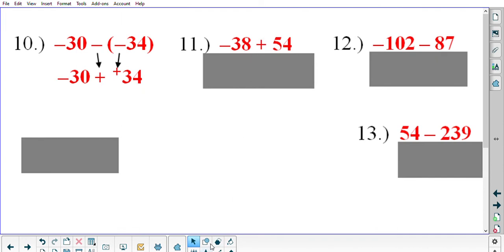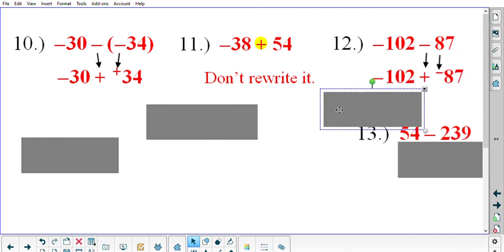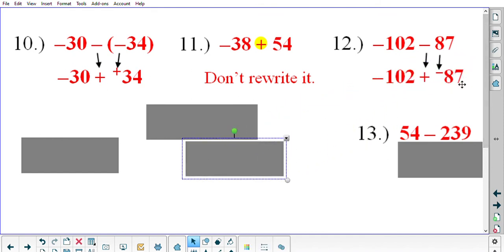Number 11, did you see what I saw? This is not a subtraction symbol problem. It's addition, so don't you dare change it. Don't rewrite it. Just like the direction said, don't rewrite it. All right, problem number 12. The negative 102 stays negative 102. The subtraction becomes addition, and the 87 becomes its opposite.